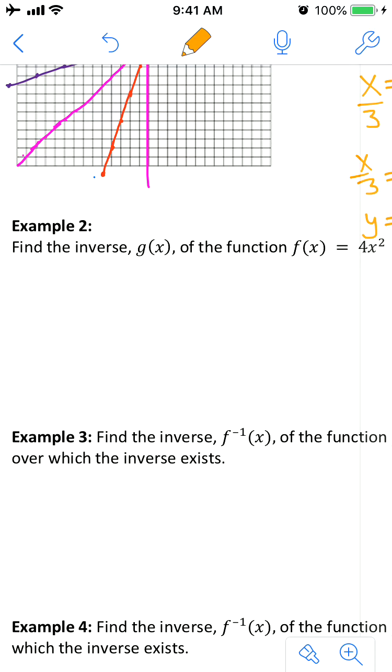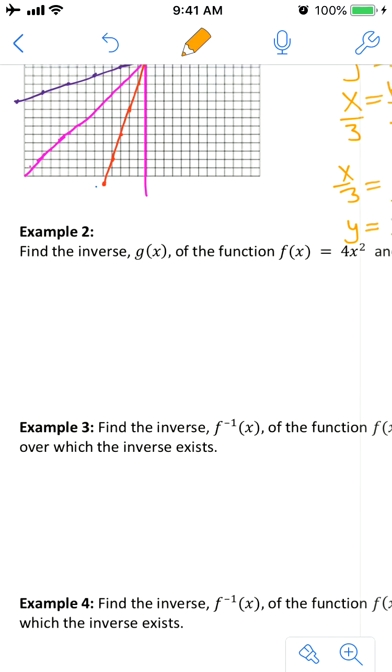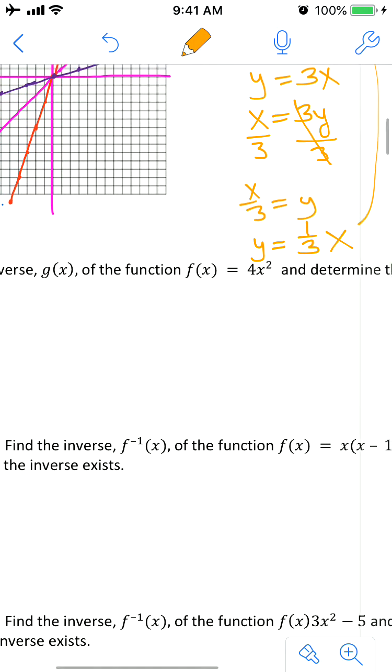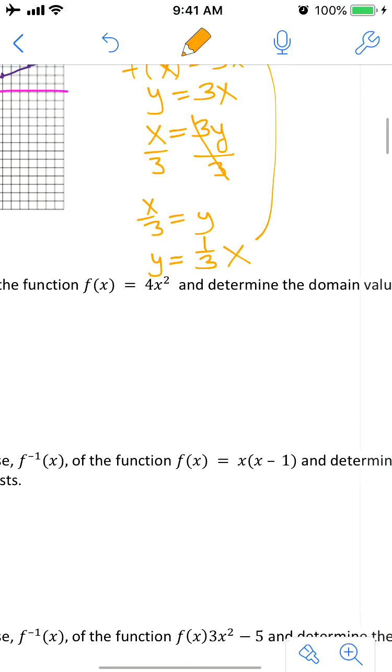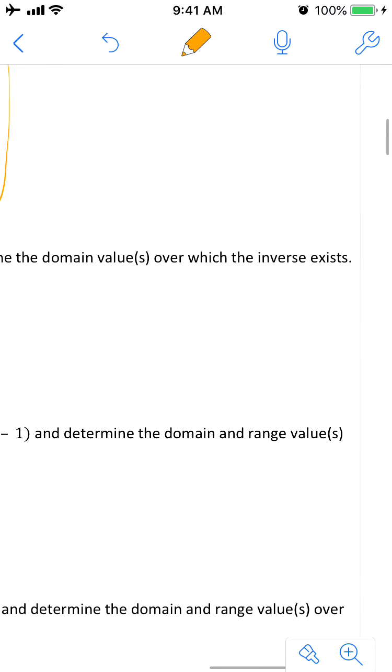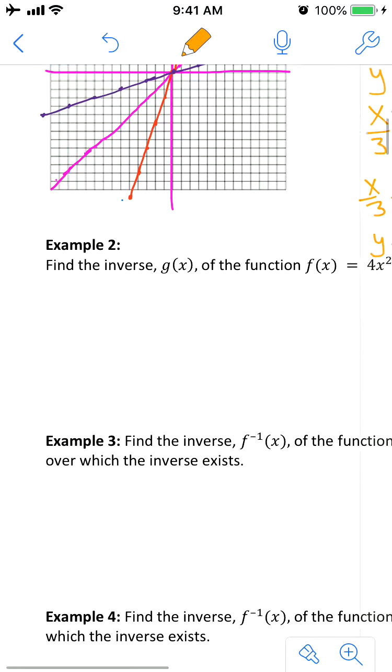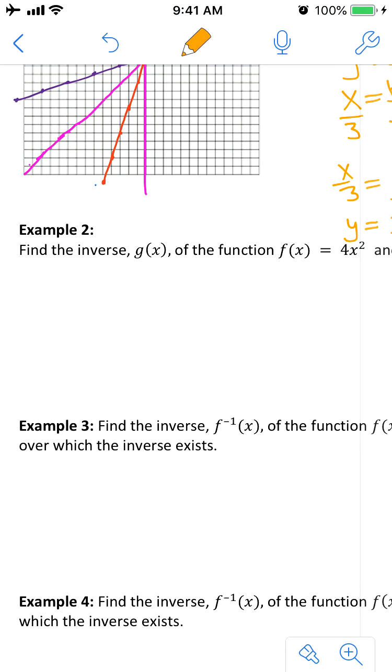Let's try example 2, and maybe you'll see what I'm talking about. Example number 2, find the inverse g of x of the function f of x equals 4x squared and determine its domain, the values over which it exists. Okay, we'll talk about that in a sec. Let's just start with the function part. Function f of x equals 4x squared.